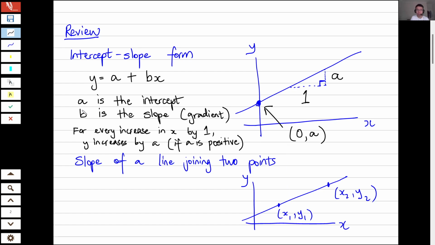You'd probably be more familiar with this form. If I have any 2 coordinates, x1, y1, and x2, y2, then the slope, we can define it. We can say it's the change in y, that is y2 minus y1, divided by x2 minus x1, which is the change in x. Okay, this is all hopefully familiar stuff.